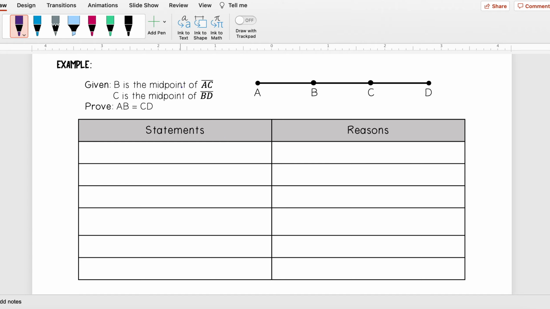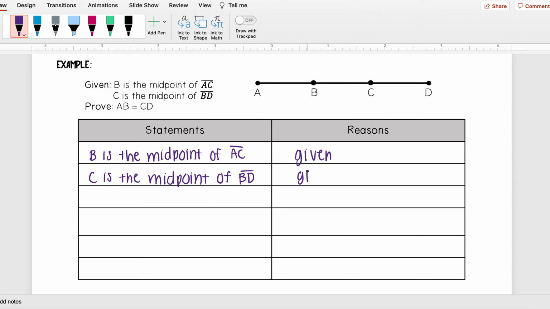So let's go through an example of a proof. Here I'm given that B is the midpoint of AC and C is the midpoint of BD. My first step is to copy all of the given information. So I'm going to copy that B is the midpoint of AC, and again, that's given to me. And then C is the midpoint of BD. Since I know I'm trying to prove AB is equal to CD, that's going to be my last step, so I'll copy that down at the bottom here. Now I need to fill in these 3 other lines. I need to somehow get from these 2 statements to AB is equal to CD.